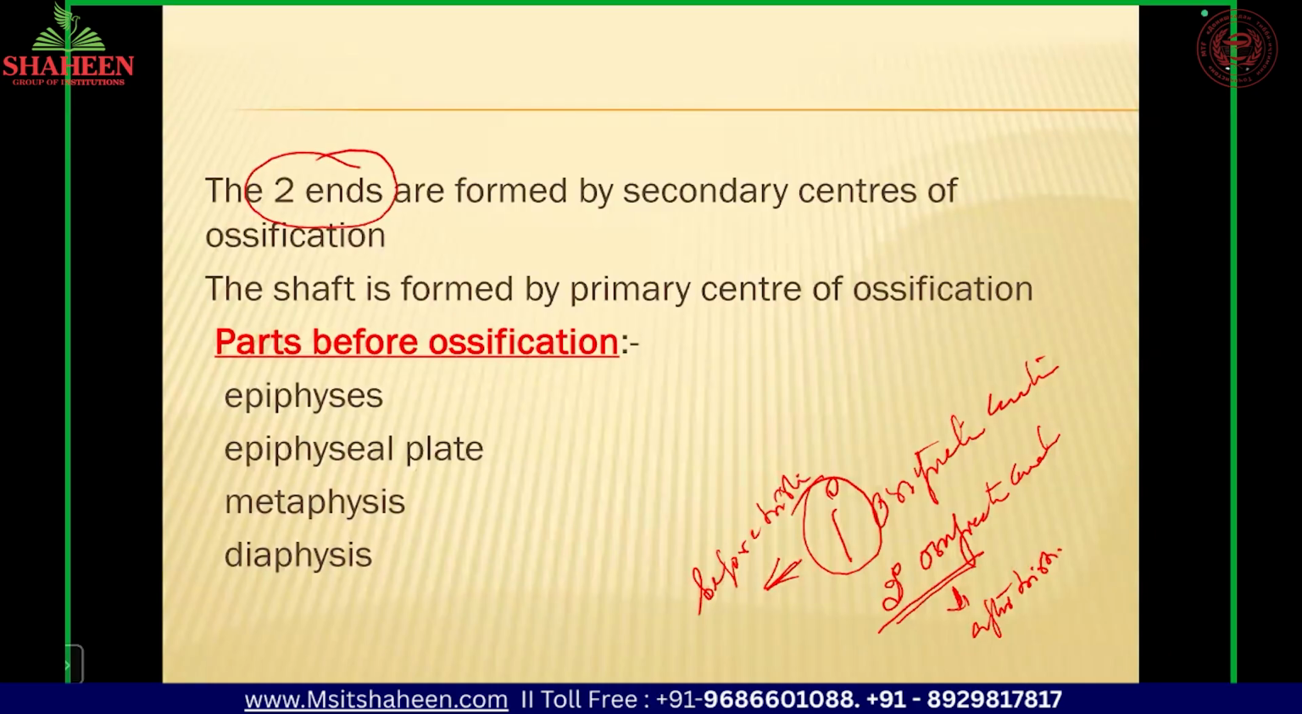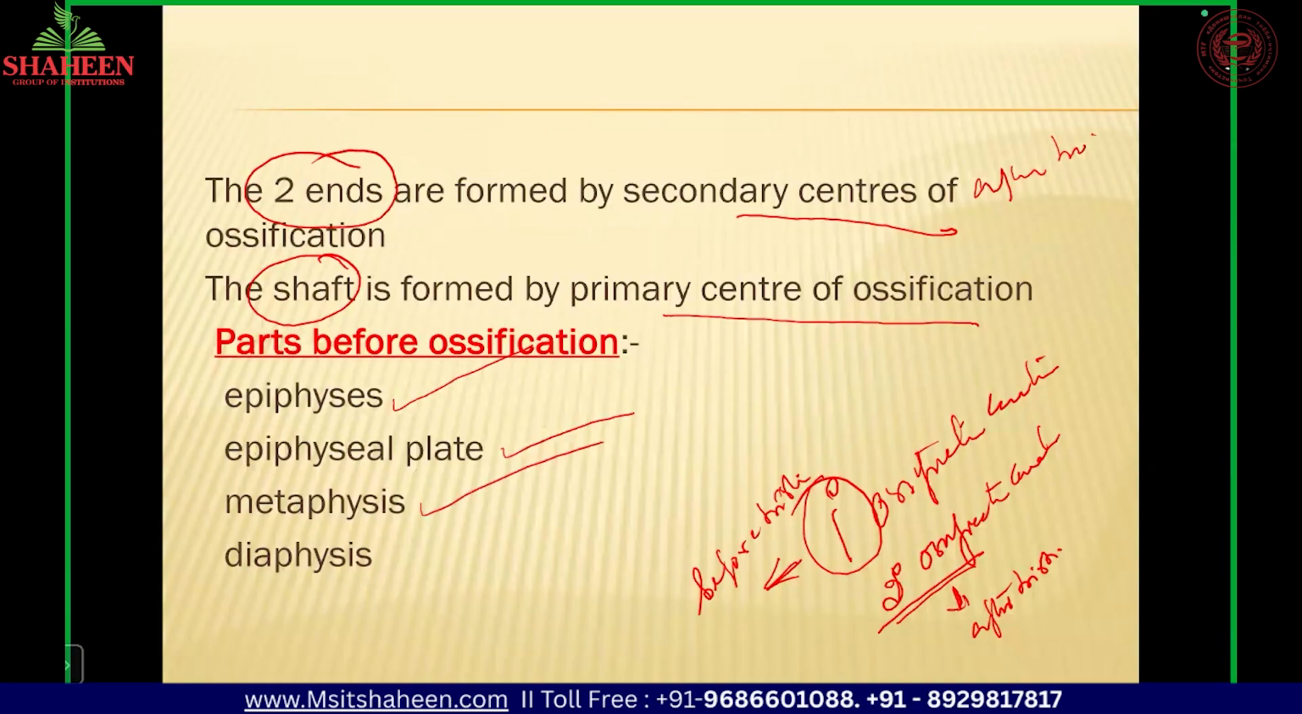So the two ends of the bone, that means the epiphysis, are formed by the secondary centers of ossification, and the shaft is formed by the primary center of ossification. That means the shaft will be completed even before the birth, and the two ends will be completed only after the birth. That's the reason why you get the length. Height increases, right? So the bones will be lengthening at the two ends. The parts before ossification, you will get the epiphysis, epiphyseal plate, then metaphysis and diaphysis.